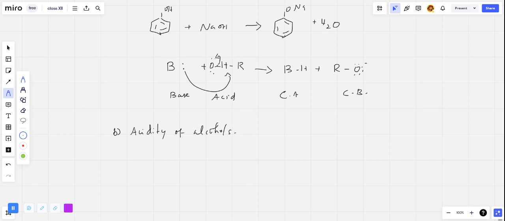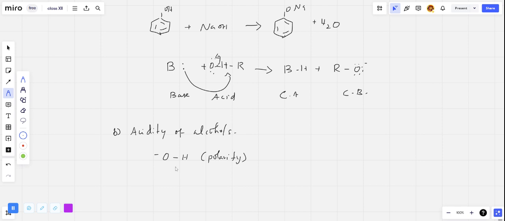If you take alcohols, the acidic character of alcohols is due to the polarity of the OH bond, the polar nature of the OH bond. Due to the electronegativity difference between oxygen and hydrogen, there will be a polarity.